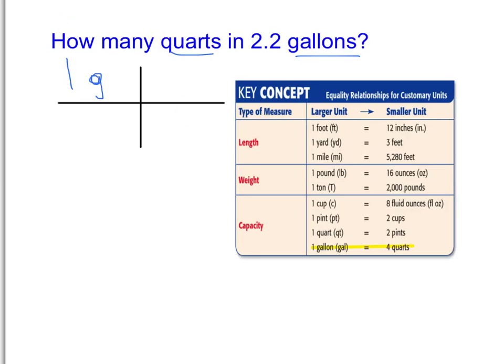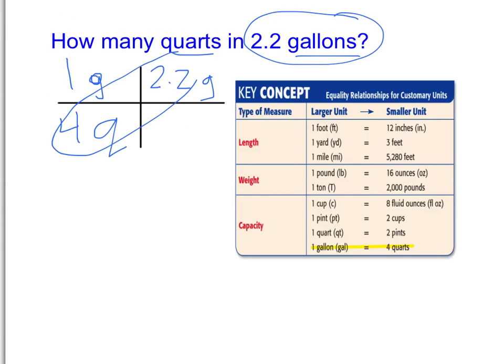So I do strongly suggest putting something in there so that I know that my gallons are on the top and my quarts are on the bottom. So when I go to put my 2.2 gallons in, I know that's going to go on the top this time because my gallons are on the top, 2.2 gallons, so that my gallons and my gallons, they match. So I'm going to crisscross multiply, divide by the lonely guy, and I get 2.2 times 4 divided by 1, so it's 8.8 quarts. And that's my answer.